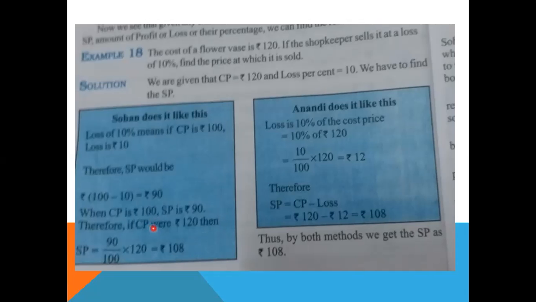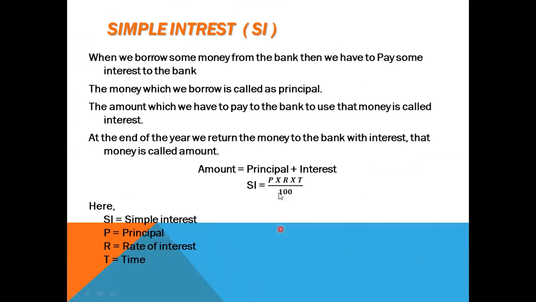If you find it difficult, here is another way. See how you can do it. Loss is 10% of the cost price. The flower vase cost is 120 rupees. The loss they have given is 10%, and 10% means 10 by 100. So 10 by 100 into the cost of the flower vase, that is 120 rupees. 1 by 10 into 120, you will get 12 rupees. Therefore SP equals CP minus loss, 120 minus 12, so you will get 108 rupees. So selling price SP is 108 rupees. This is the way you can find loss percentage.